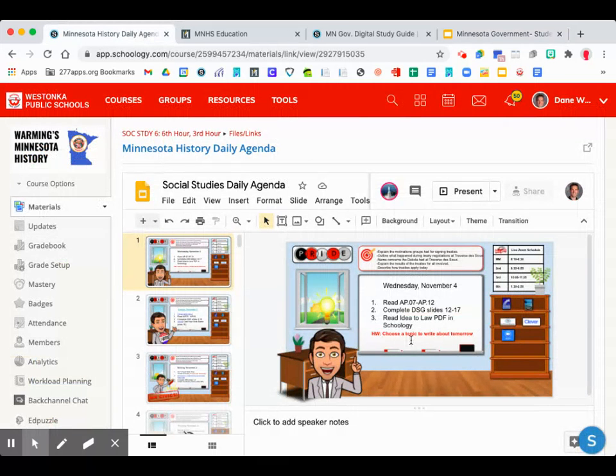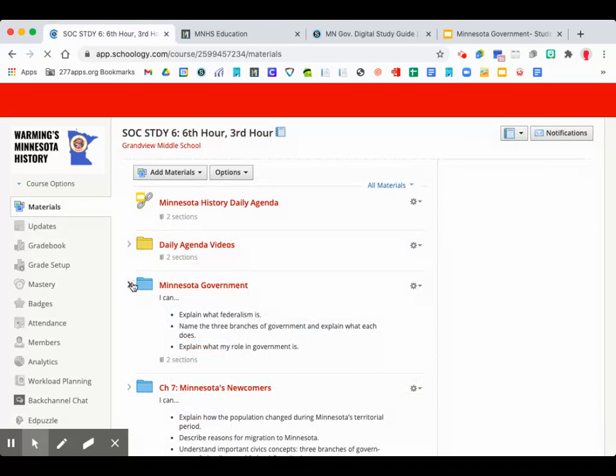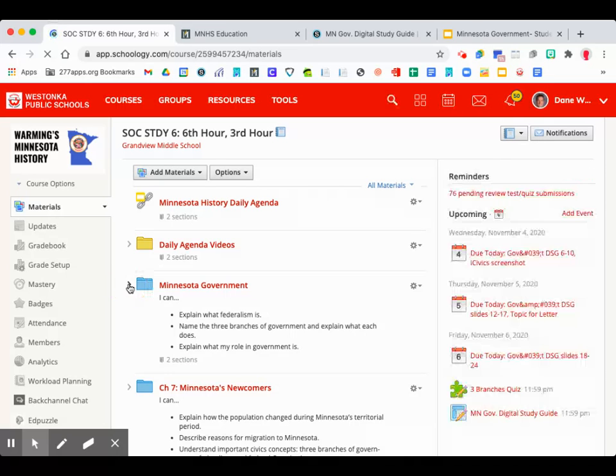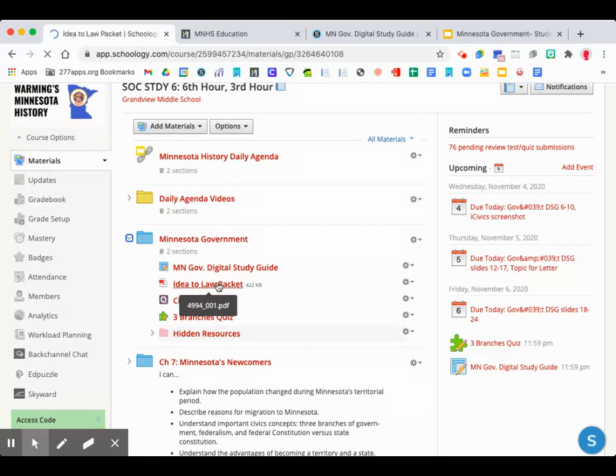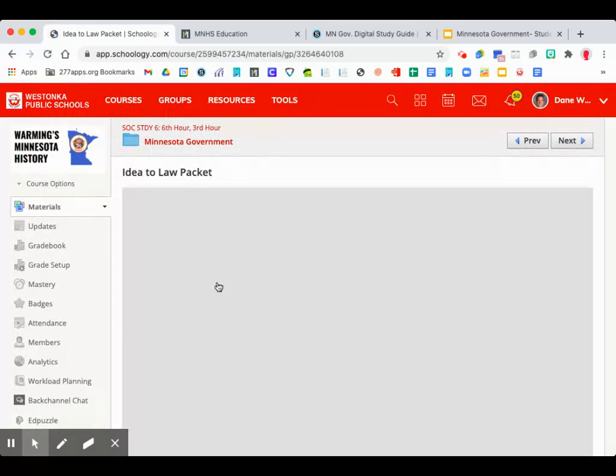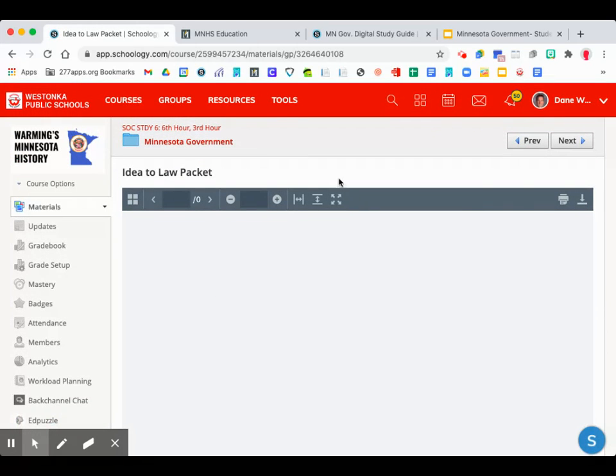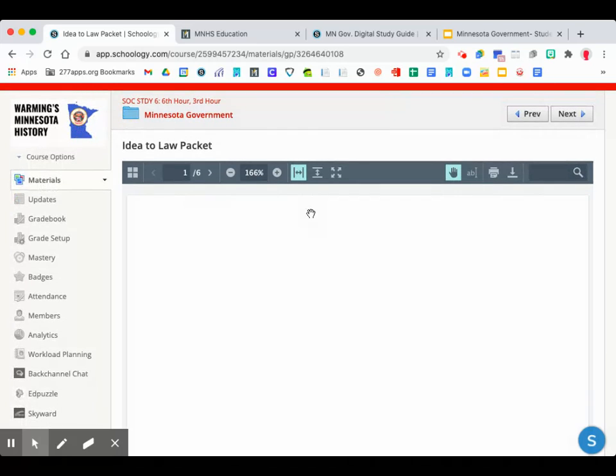And the last thing we're going to do is read the Idea to Law PDF in Schoology and come up with an idea for our own letters. So in our Schoology folders, there's a PDF called Idea to Law. This is actually a packet that was given to us by one of our state representatives, and we've copied some of those pages to share with you today.